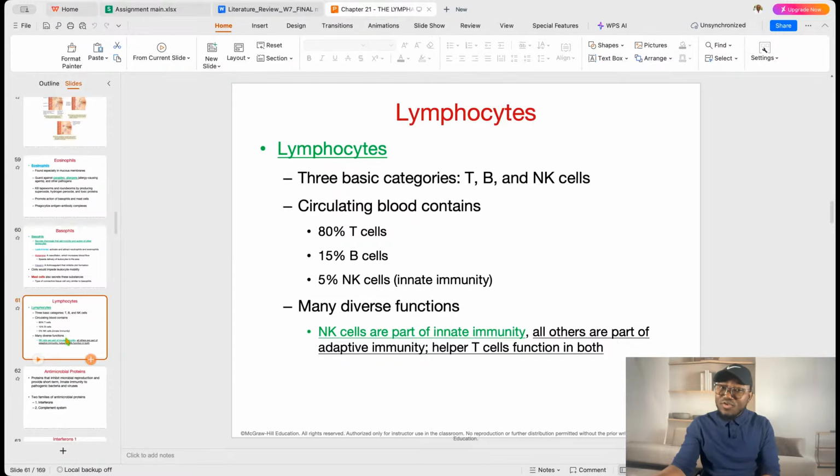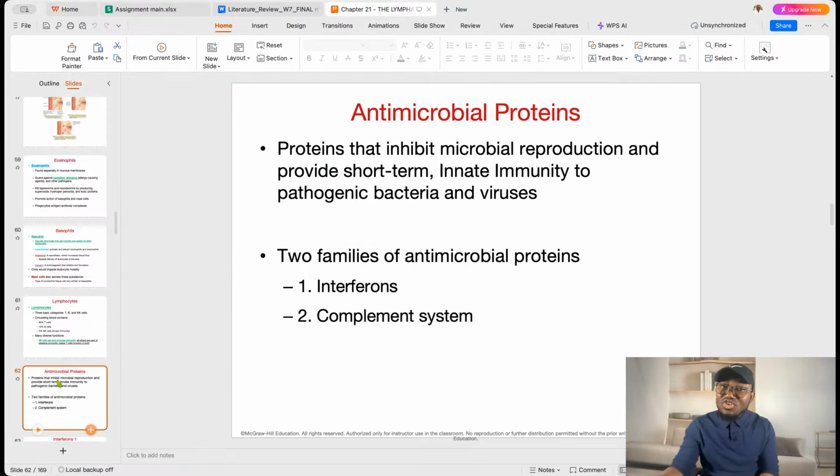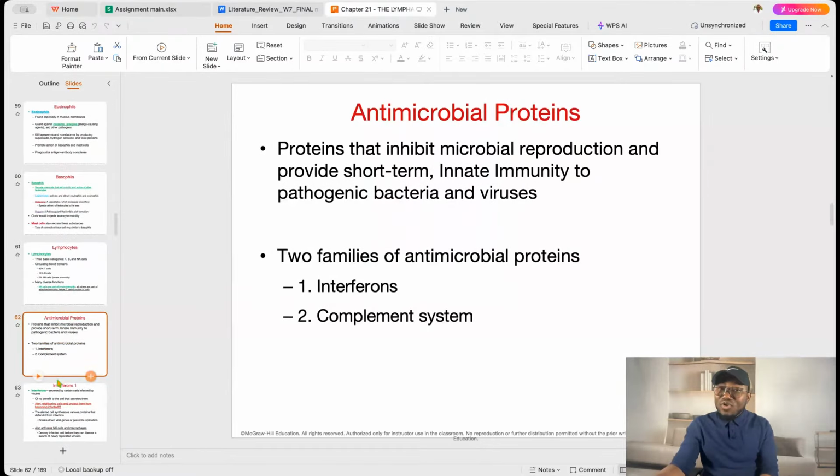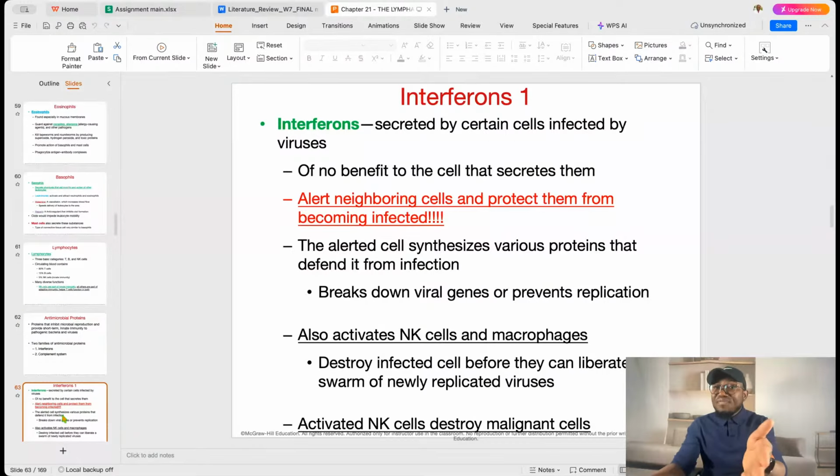You need to know about the lymphocytes. You understand? The T, B, and NK cells. Extremely important. You need to know what they do. You need to know about interferon and the complement system, which are very special antimicrobial proteins. What is the difference between interferon and the complement system? Interferons are secreted by certain cells that are infected by specifically viruses. Specifically what? Viruses.